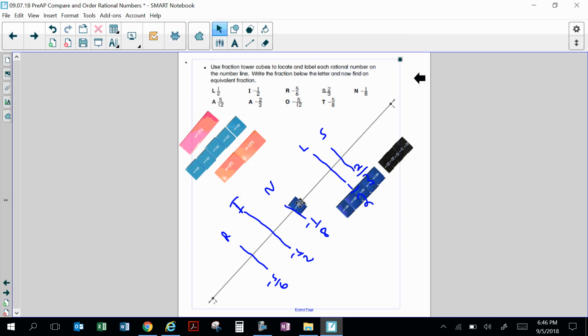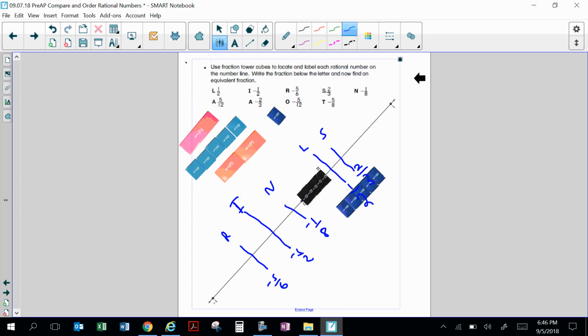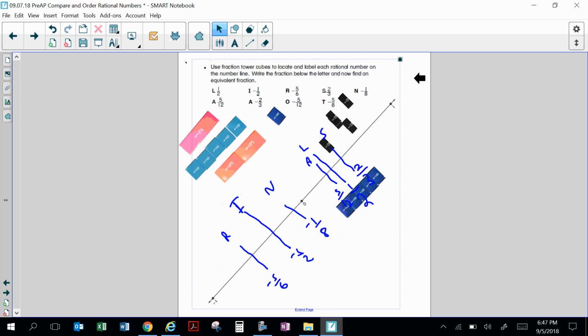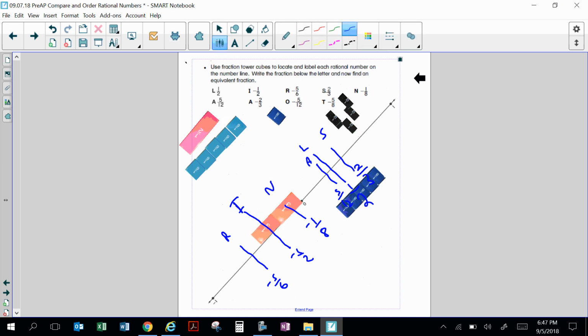Now we have 5/12. So it goes right of 0. So we mark it. That is A. That's 5/12. Next one is negative 2/3. So negative 2/3 would be left of 0 right here. Let me mark it. And that would be A. That'd be negative 2/3. Next one would be negative 5.